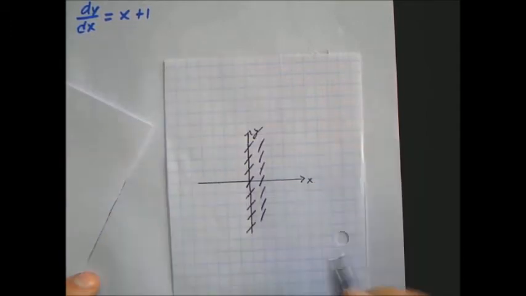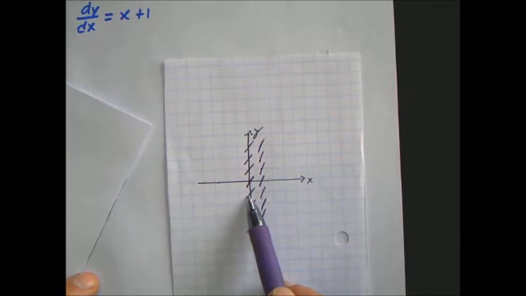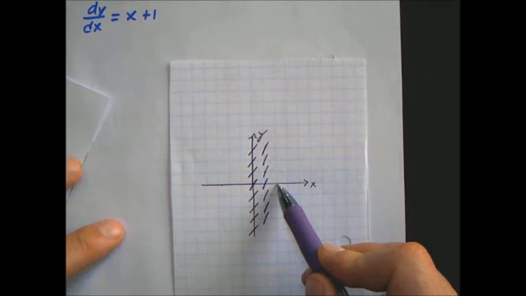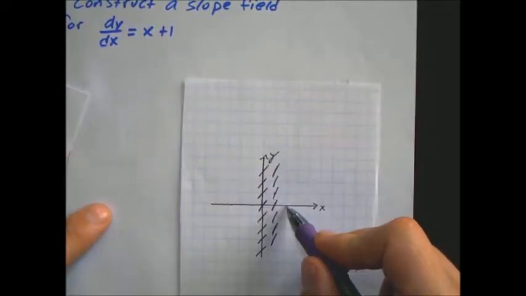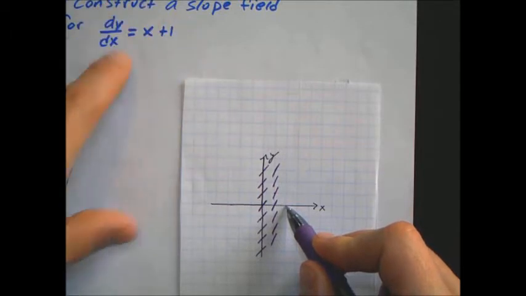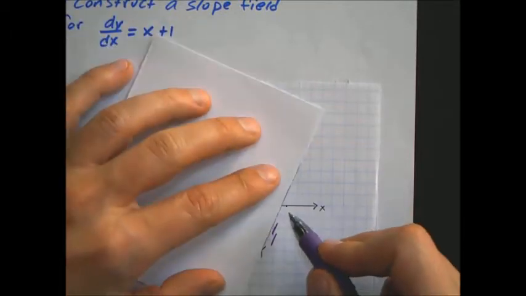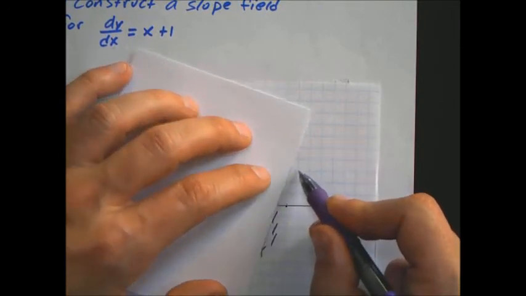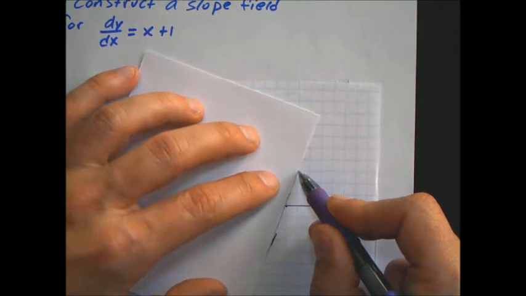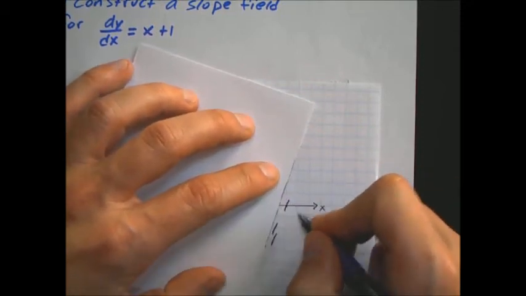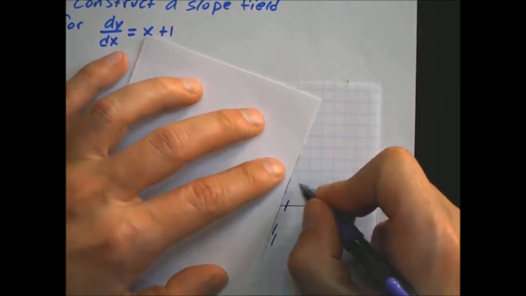By comparison you can see that these are a little bit steeper than that. Now moving over another unit to the right, the x coordinate is 2, but when I plug 2 into my derivative, the value is 3. So now I need to make a line that has a slope of up 3 over 1. So I have to angle this, and now this is going to be even steeper. So all these are going to have a slope of 3.